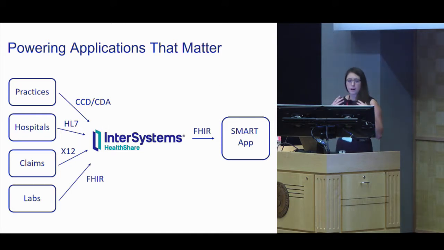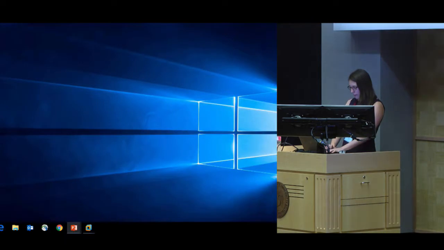And from a HealthShare perspective, we can expose that in whatever way you want, but from a Smart on FHIR standpoint, we want to do that in FHIR bundles. So we're able to take that comprehensive medical record and expose it as a FHIR bundle to your Smart on FHIR application. So how exactly do we do that?